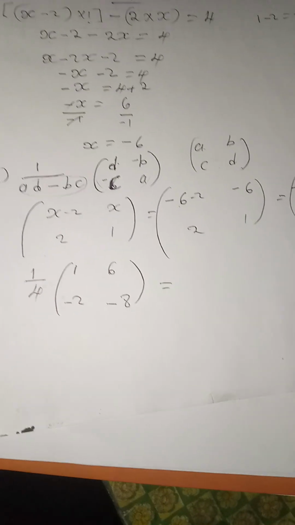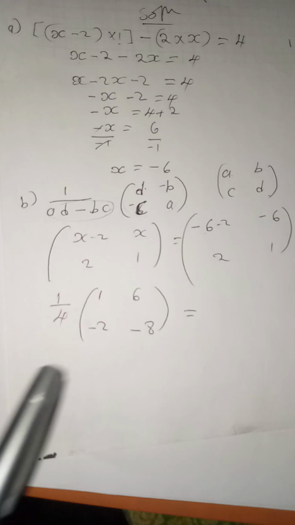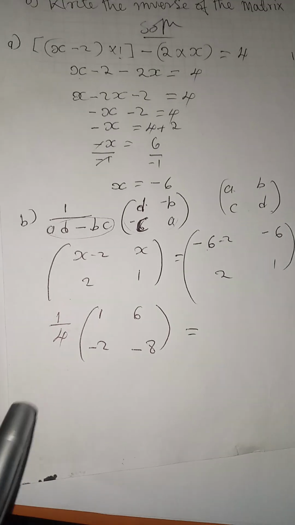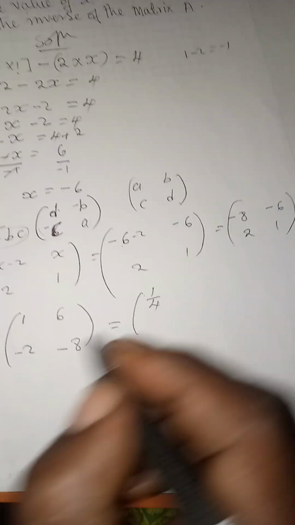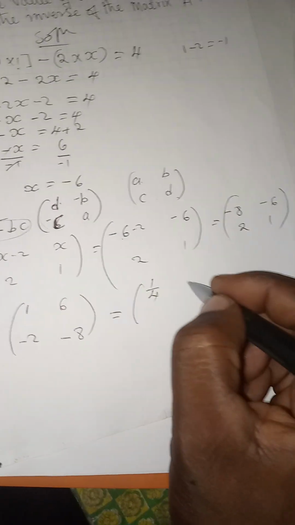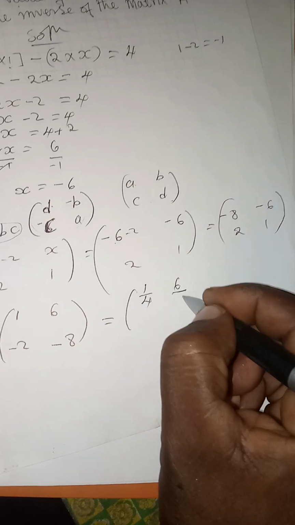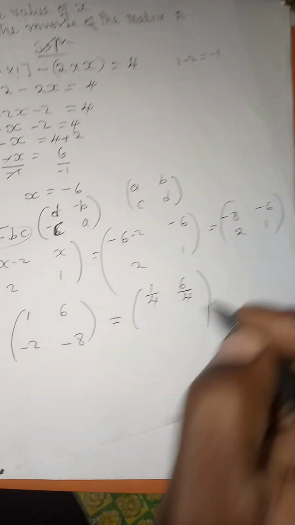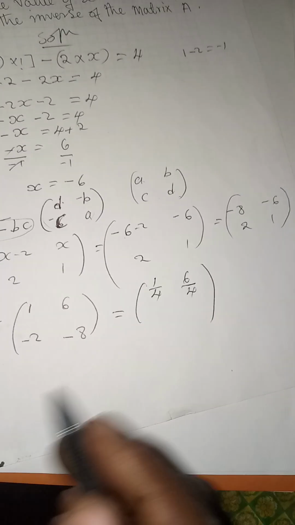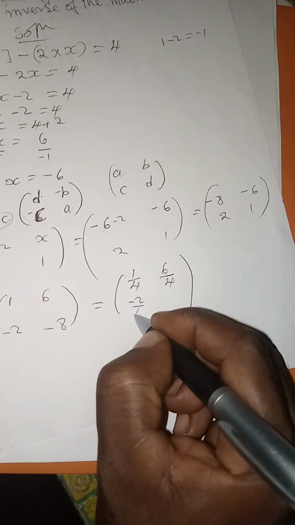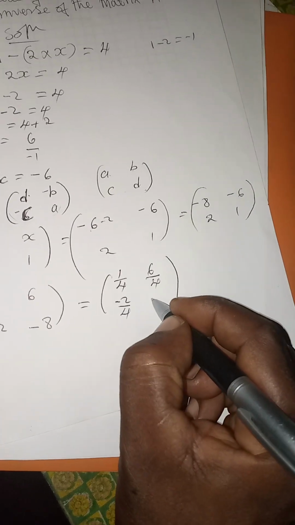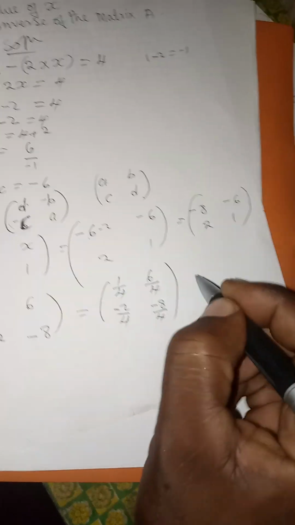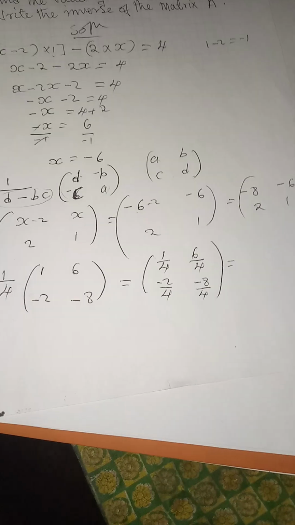So now we multiply whatever is inside here by 1 over 4. So 1 over 4 times 1 is 1 over 4. 6 times 1 over 4 is 6 over 4. Okay? 1 over 4 times negative 2 is negative 2 over 4. Negative 8 times 1 over 4 is negative 8 over 4.